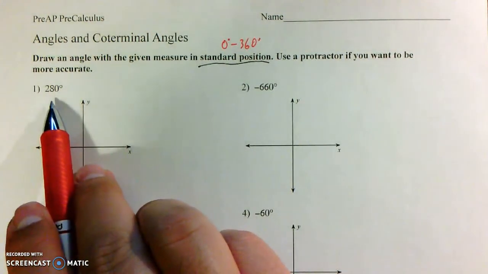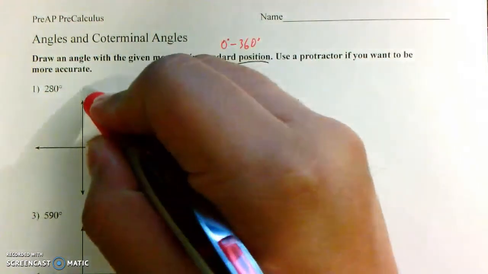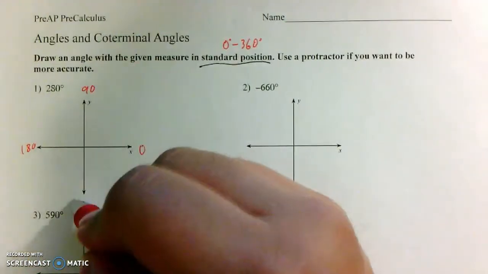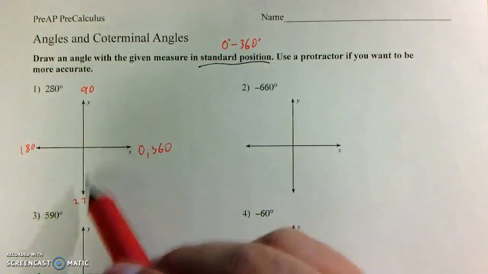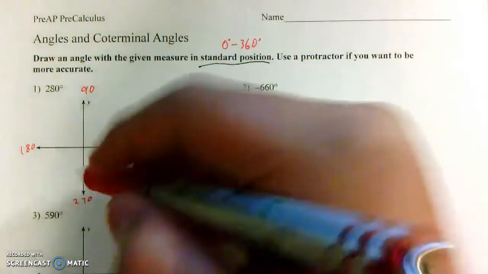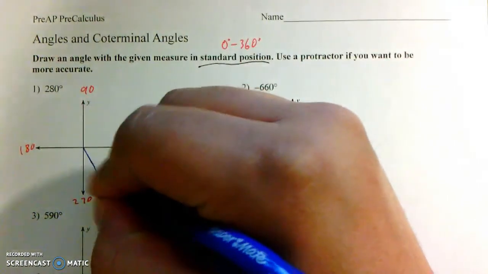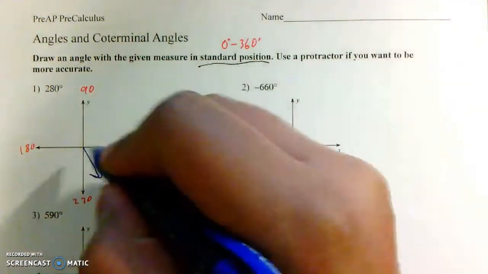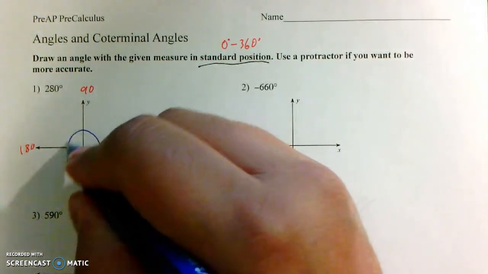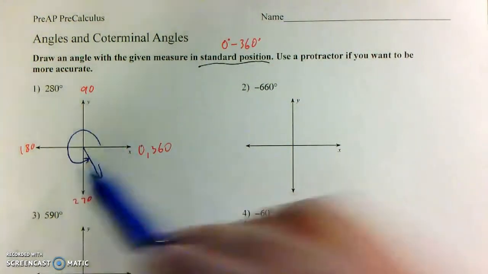So for example, 280, okay, that's already in standard position, so we're good. So 0, 90, 180, 270, 360. 280 is going to be between 270 and 360. So if I want to draw that angle, I'm just going to put it in quadrant 4. Okay. And just to give the drawing, I'll also put that on there. Okay, just to show that it's 280 in the positive direction.